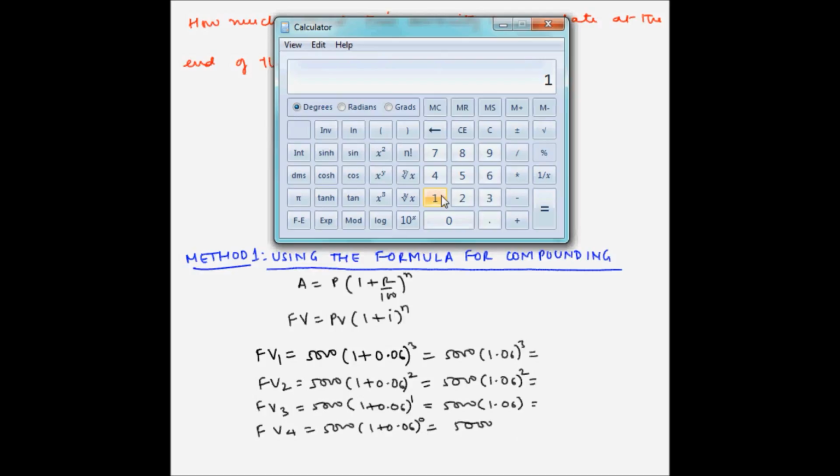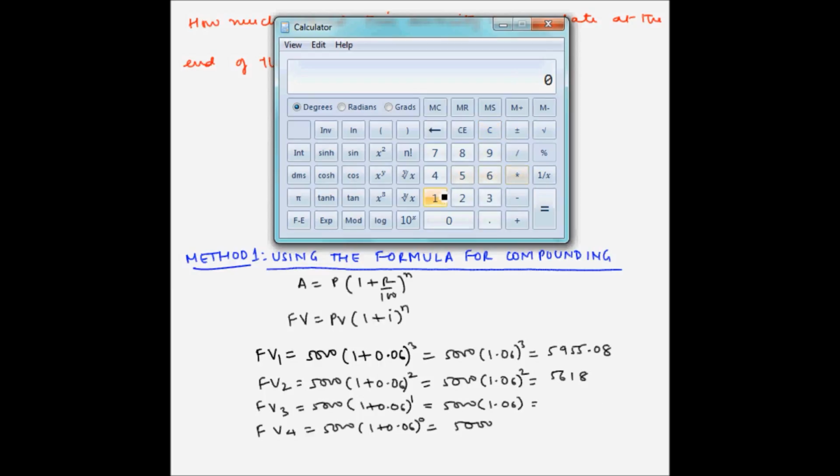So 1.06 cube into 5,000. So this is 5955.08. For the second year, 1.06 square into 5,000. So this is 5618.